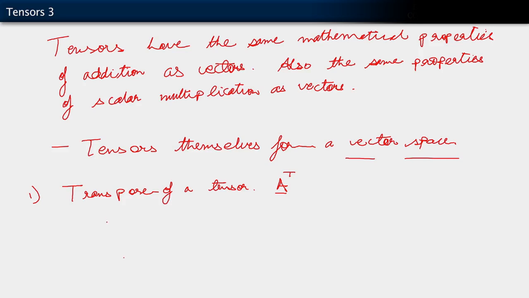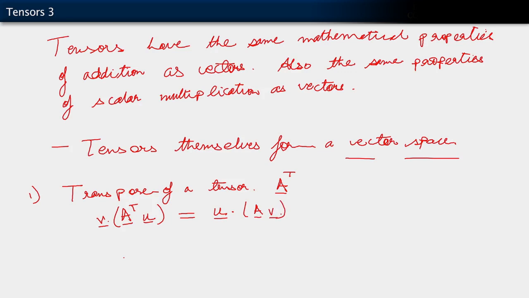In order to define the transpose of a tensor, we will do the following. If we have A transpose act on a vector U, we know that gives us a vector. If we dot it with another vector V, we can ask what we mean by this operation that we've just written. And what we mean by this operation is simply U dot with A V. That is what we mean by the transpose of a tensor.